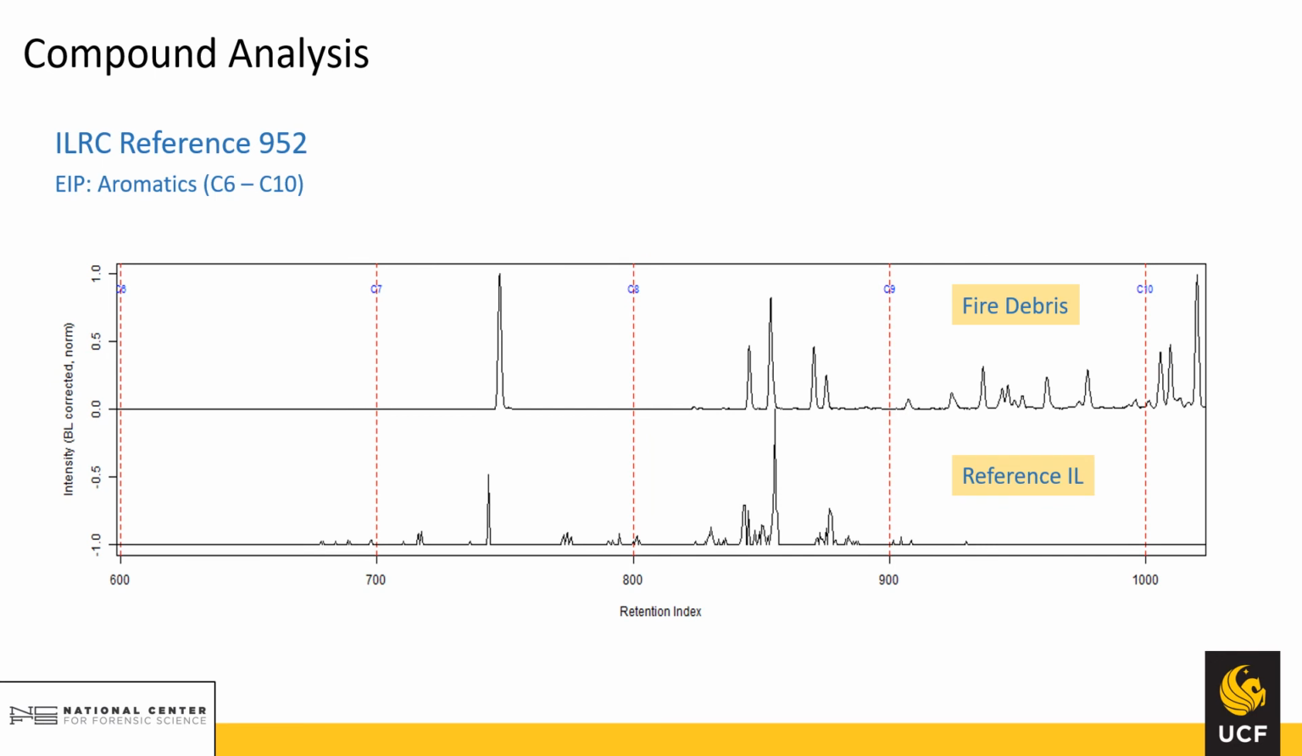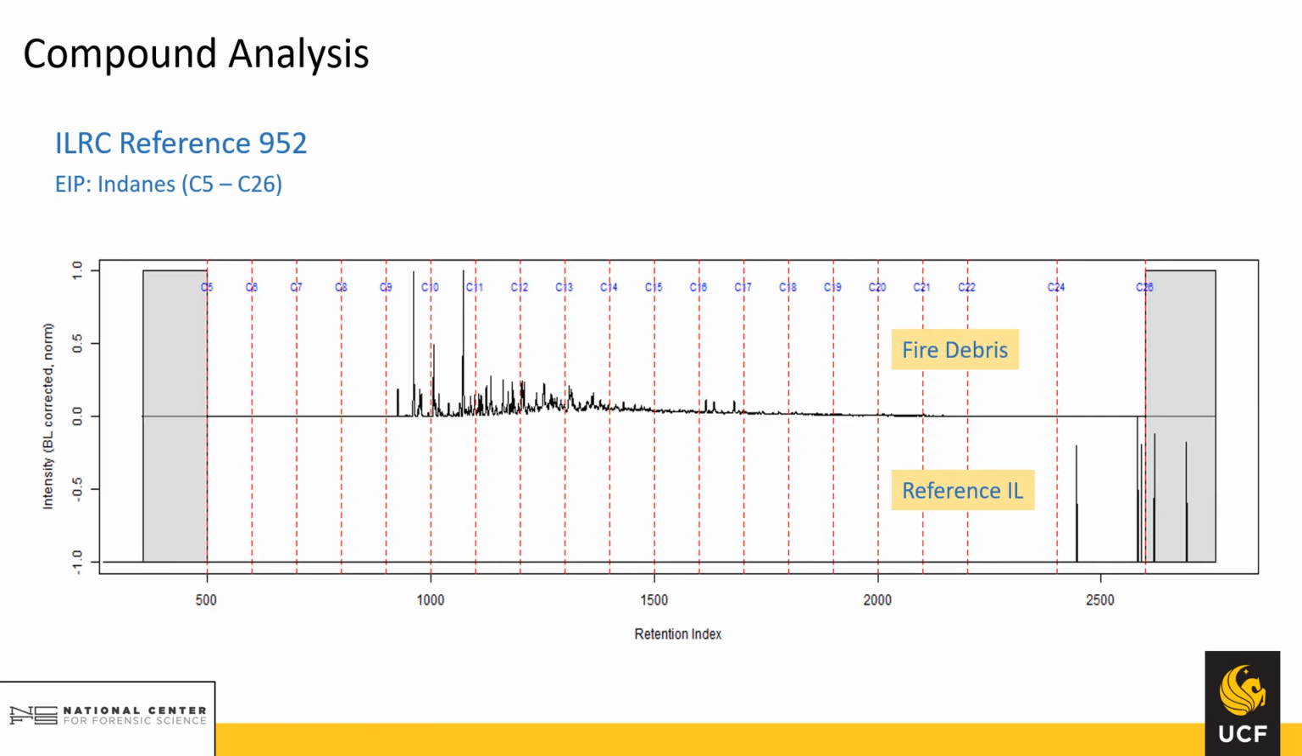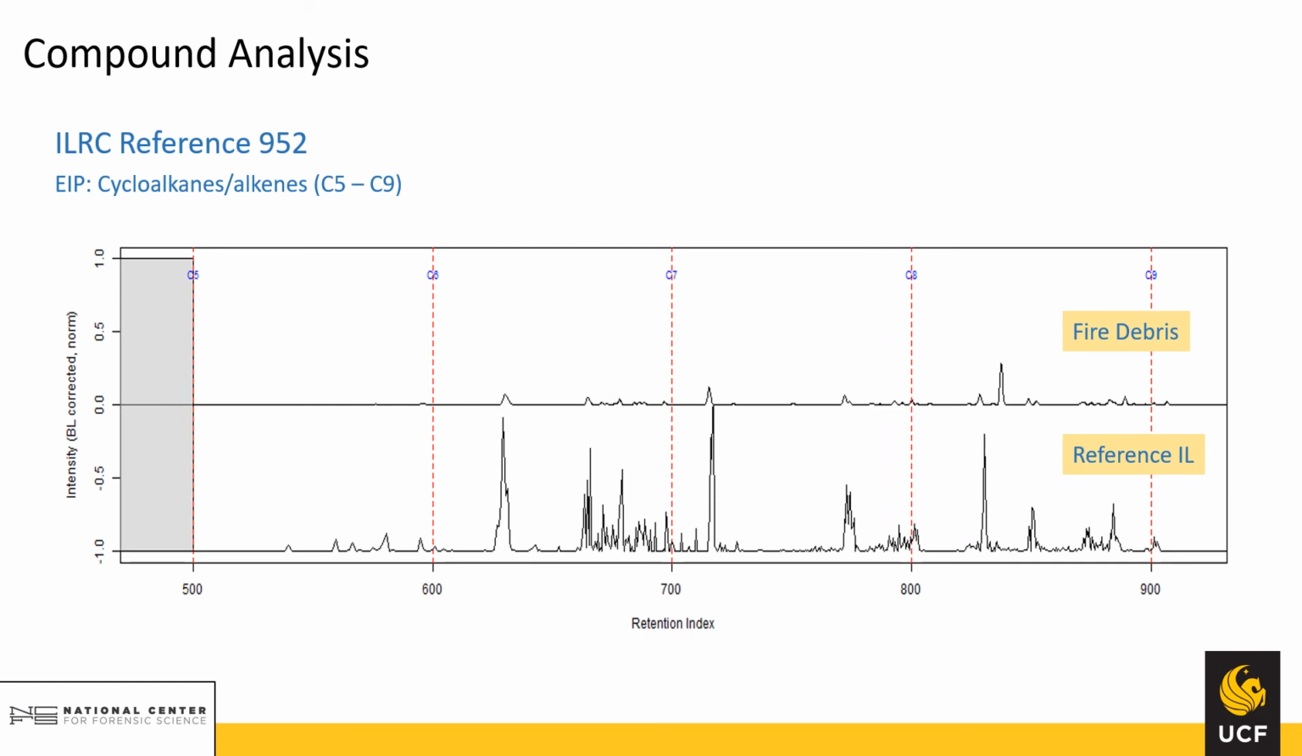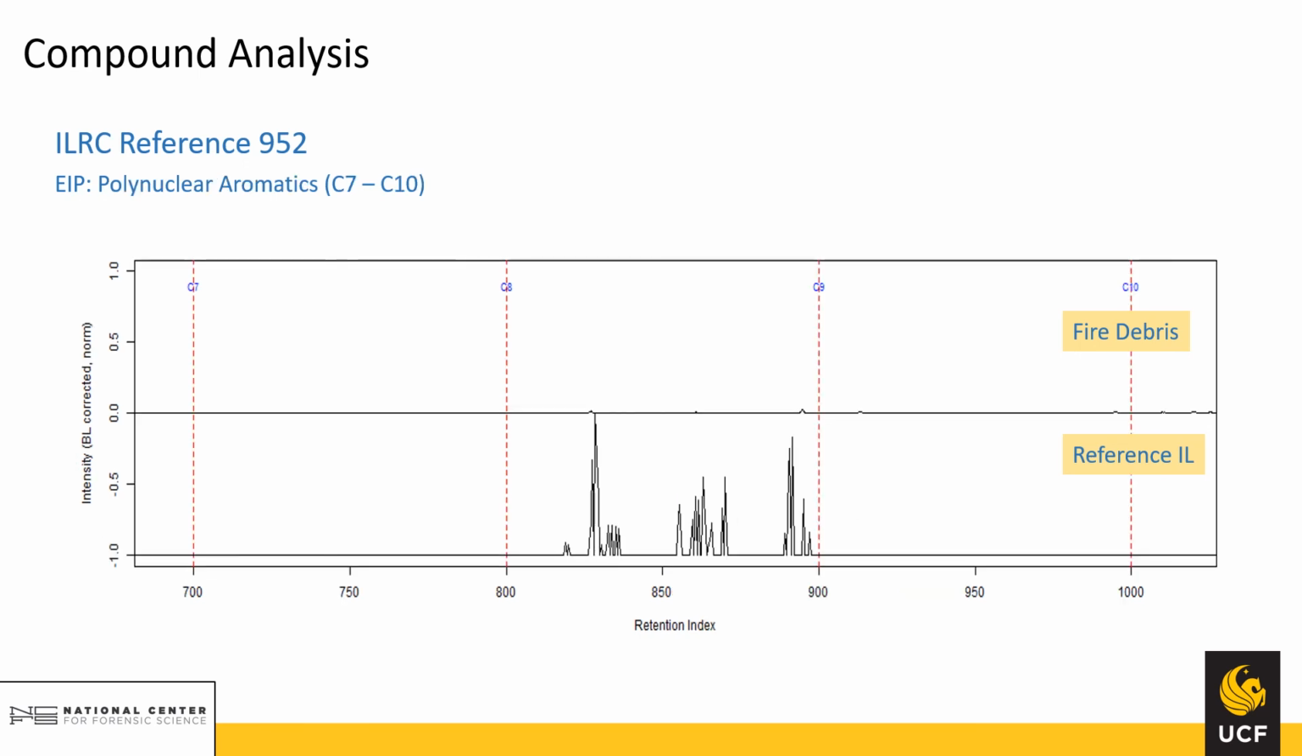Next is a zoomed-in image of the aromatic extracted ion profile for the fire debris sample compared to the aromatic extracted ion profile of SRN 952 between N-hexane and N-decane. Here is an image of the indane EIP for the fire debris sample and SRN 952. Next is an image of the cycloalkanes/alkenes EIP for the fire debris sample and SRN 952 between N-pentane and N-nonane. Here is an image of the polynuclear aromatics EIP for the fire debris sample and SRN 952 between N-heptane and N-decane.